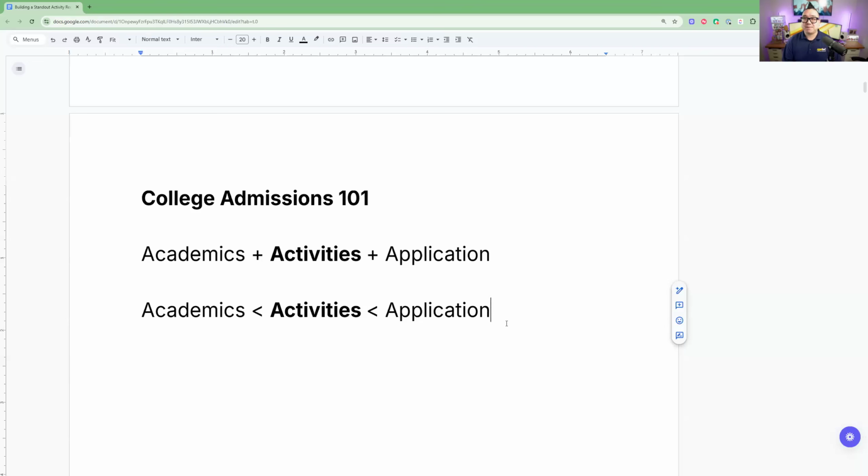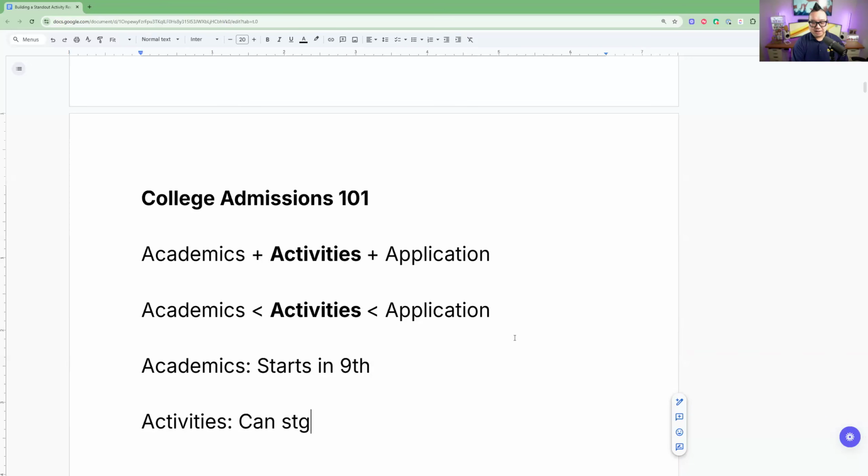Something else to consider, since we have some younger kids in the chat. For a lot of students, academics starts in ninth grade. Spoiler: activities can start before ninth grade. When you do an activity that you continue from middle school to high school, you can share all those extra years. If you stop, you can't do that, but if you start early enough, you can. So one of the perks for middle school families is that we focus a lot harder on the activity section, knowing we can leverage this on the application itself. That's what we're talking about today.